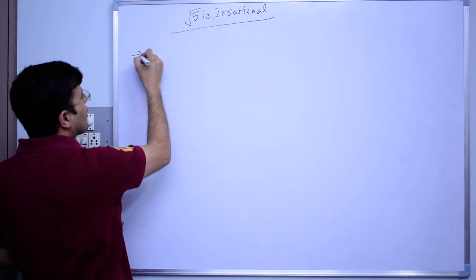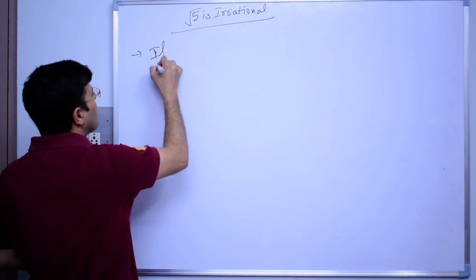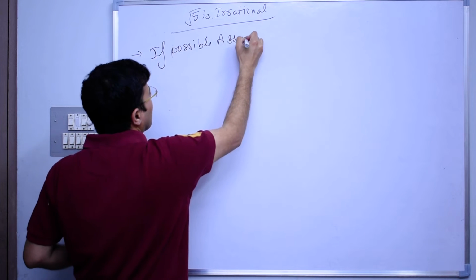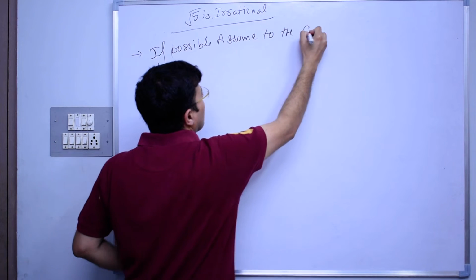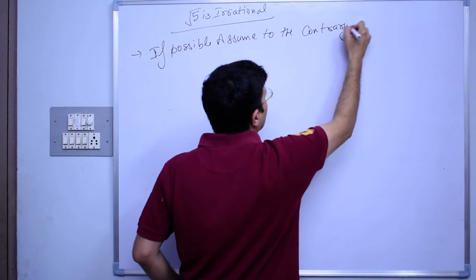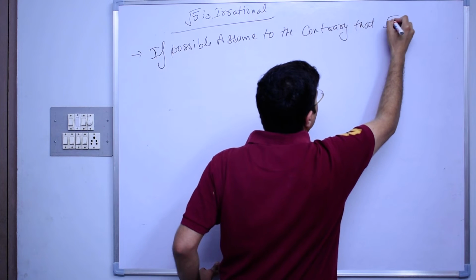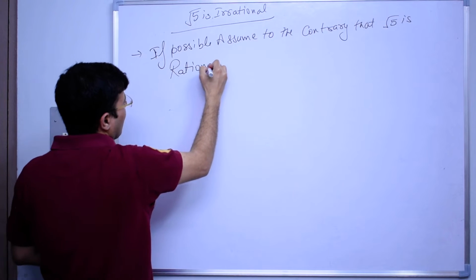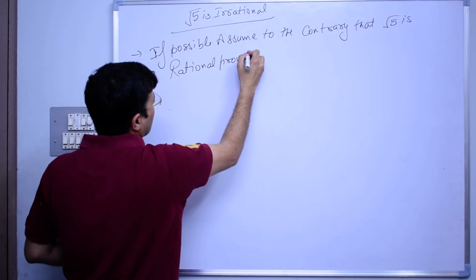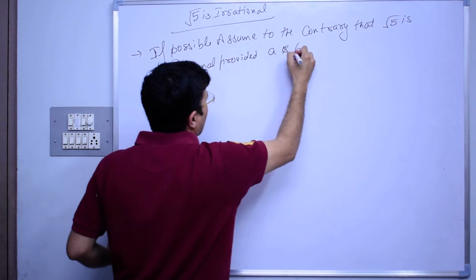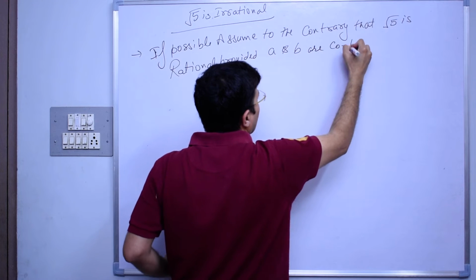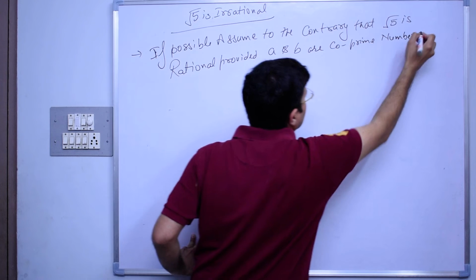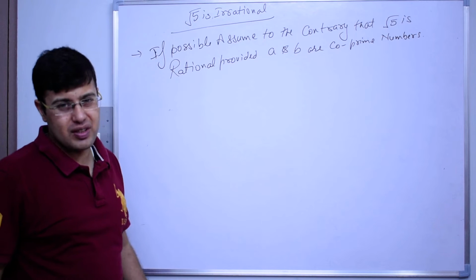Right. So again we'll start with the English part, that is, if possible, assume to the contrary that root 5 is rational, provided a and b are co-prime numbers. Right? Again, co-prime means whose HCF is 1.